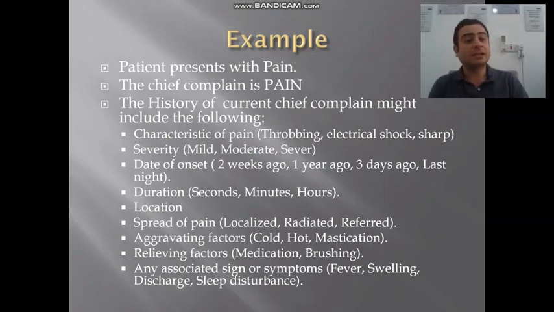Any associated sign and symptom, for example, if the pain comes with fever, the patient says, I have a pain and also I have a fever. So fever is associated with the pain. So fever is an associated sign and symptom. Swelling, discharge, sleep disturbance, all of these are considered as associated signs and symptoms. If the patient comes with pain associated with any of these, you need also to make a detailed description of these as well.